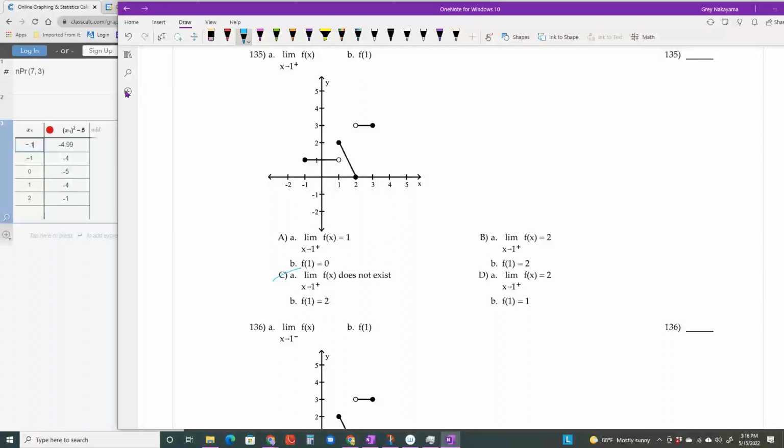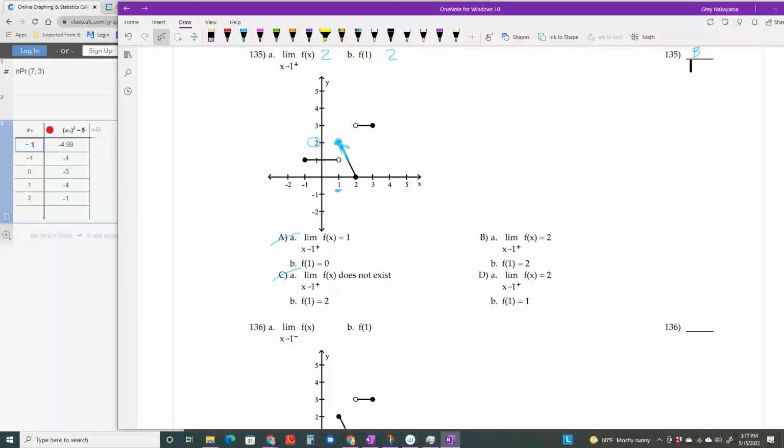So the limit as x approaches 1 from the right. So here's 1 right here. And from the right, my graph is going right there. This is my graph. So what is the limit as x approaches 1? It is 2, which knocks that guy out. Now they want to know what is f of 1. Well, f of 1, I need to go find out where it's colored in, and it's colored in right here. And that is 2, so it is 2 also, which means that my answer is B.